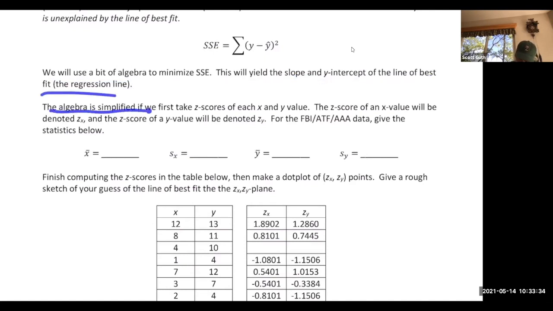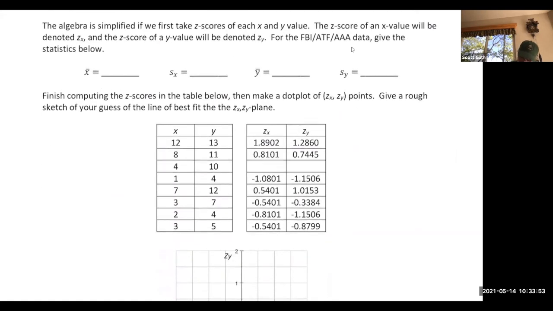So the algebra is simplified if we first take z-scores of each x and y value. The z-score of an x value will be denoted z sub x. The z-score of a y value will be denoted z sub y. With the firearms data, it wants us to give the statistics below. So you can see we need to compute x bar, y bar, sx, sy, etc. So I'm going to pop over to Desmos and remind you how this works.